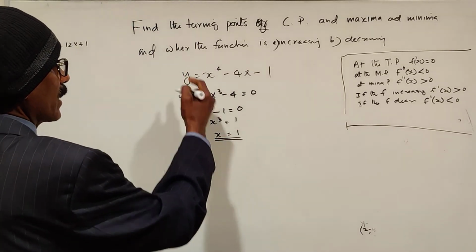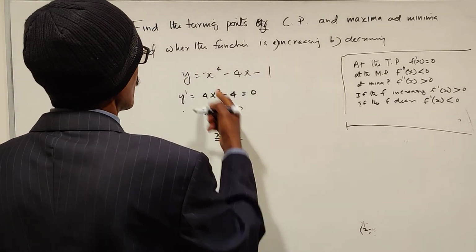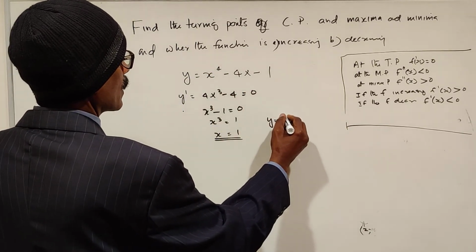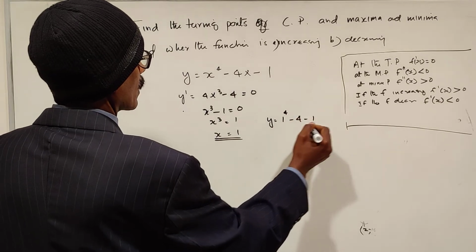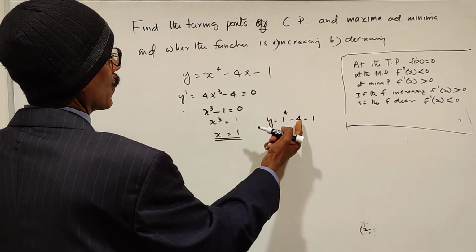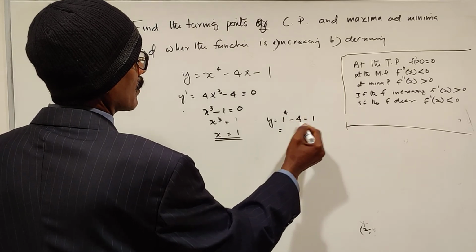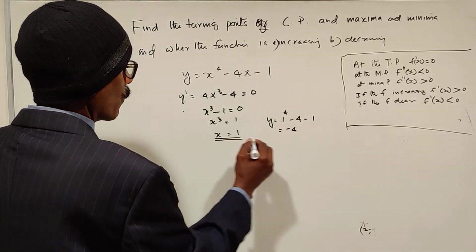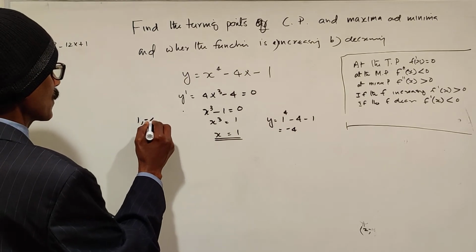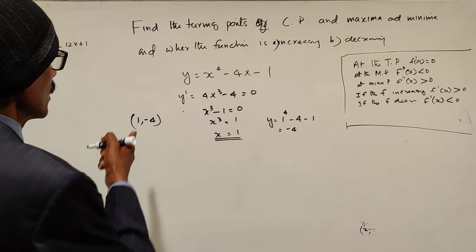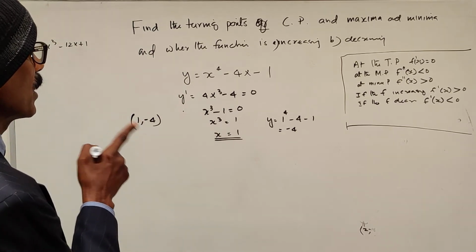When x is equal to 1, find the value of y. Where x is equal to 1, y is equal to 1 raised to 4 minus 4 times 1 minus 1. 1 minus 4 is minus 3. Minus 3 minus 1 is minus 4. So the turning point is (1, minus 4). We need to find only one point. We don't know whether this one is a maximum point or minimum point. We need to find out.